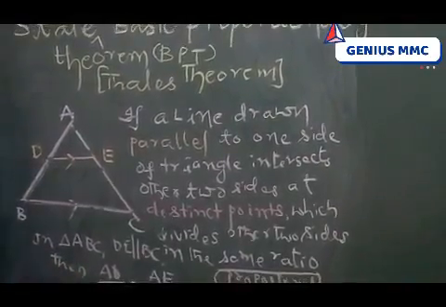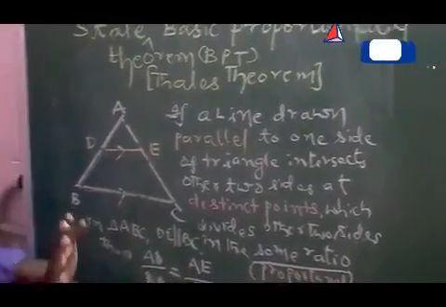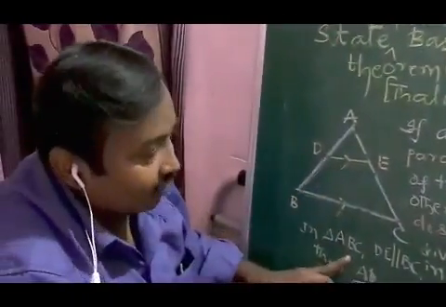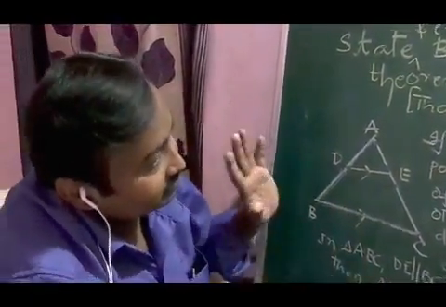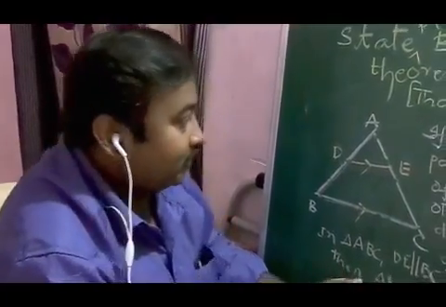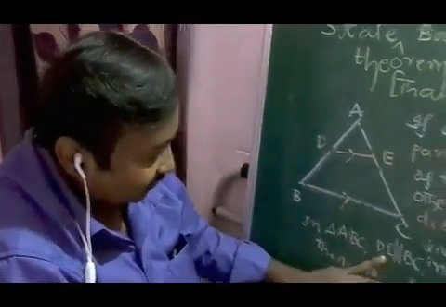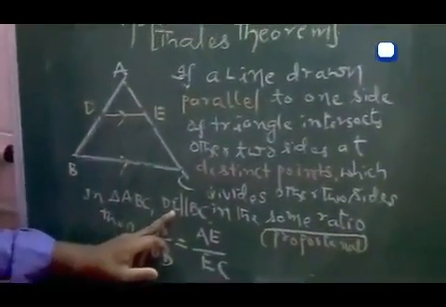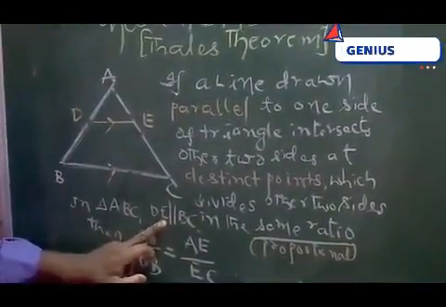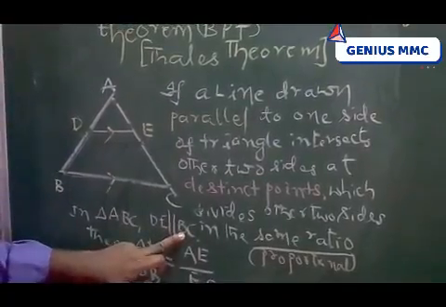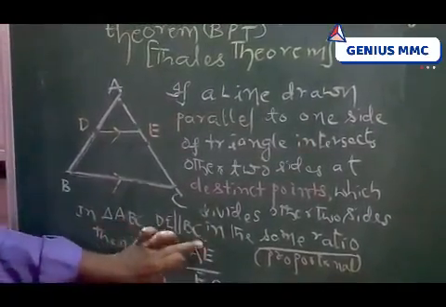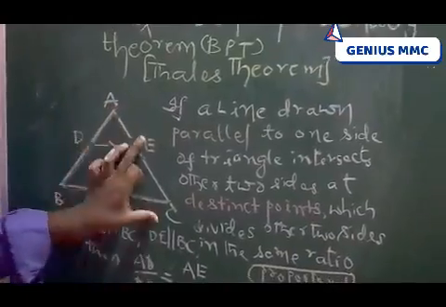Sometimes they will ask only to initiate the basic proportionality theorem. Then at that time you should write the diagram and the formula. Actually the statement will be given, so very simple. Observe the diagram and learn the statement. First you write: if a line is drawn parallel to one side of a triangle, then the line divides the other two sides in the same ratio.